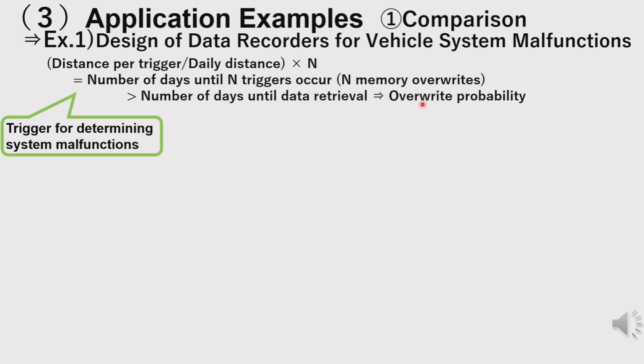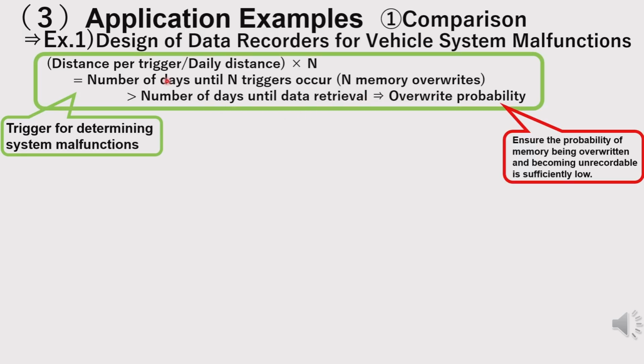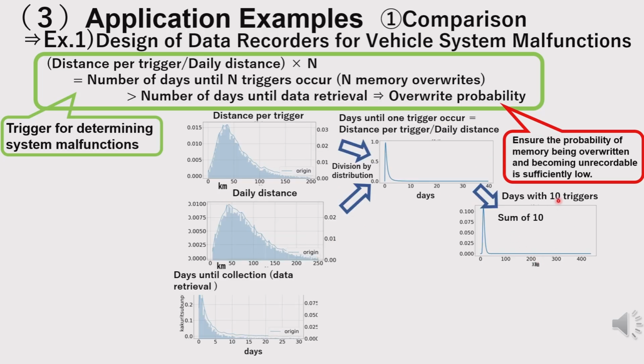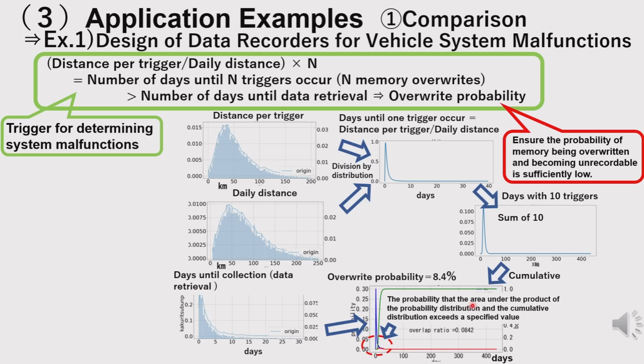Based on this formula, we designed the system by calculating the probability that the number of days until data retrieval exceeds the number of days until data would be overwritten. From these distributions, if the memory can store data for 10 events, we calculate the distribution of the number of days required for 10 trigger activations. By comparing this with the distribution of days until data retrieval, we can determine the probability that the required data will be overwritten. In this case it is 8.4%.